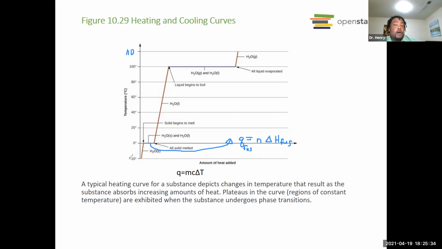This part, going from -10 to 0, is going to be what we had done prior, where Q ice equals m c ice delta T, where c is the specific heat. Do you guys remember specific heat? The specific heat capacity?